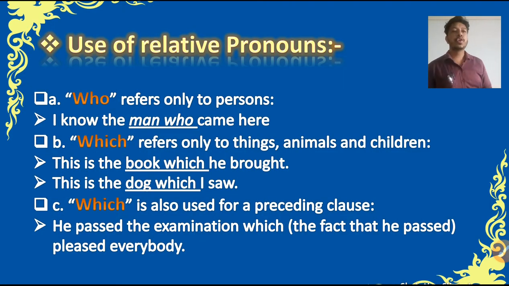Here is the use of relative pronouns. Who refers only to persons. Who refers only to persons. Here, I know the man who came here, or who came here yesterday, whatever. I know the man who came here.